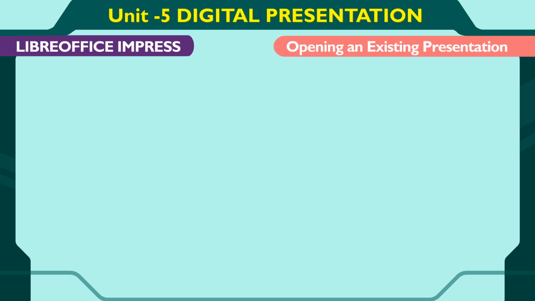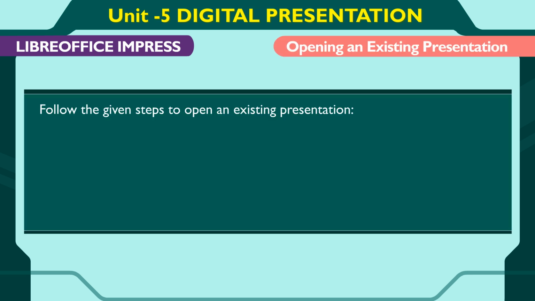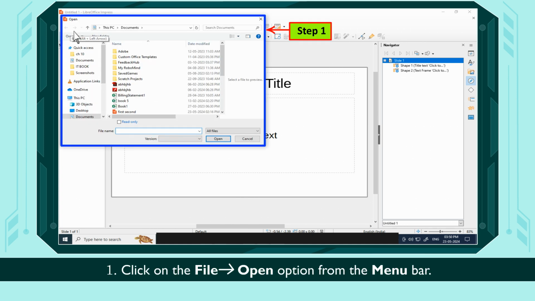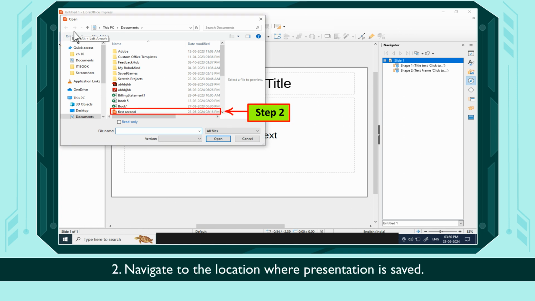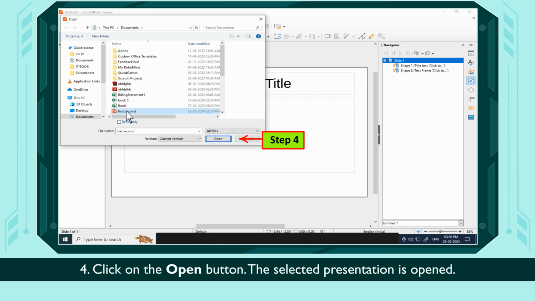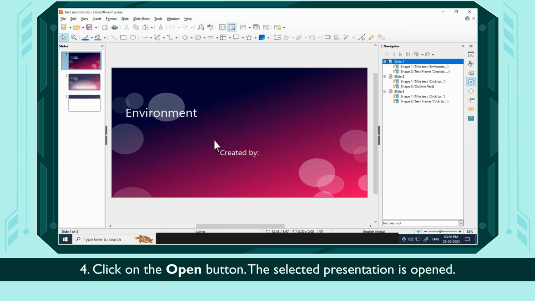Opening an existing presentation. Follow the given steps to open an existing presentation. 1. Click on the File, then Open option from the menu bar. The Open dialog box appears. 2. Navigate to the location where the presentation is saved. 3. Select the presentation to be opened. 4. Click on the Open button. The selected presentation is opened.